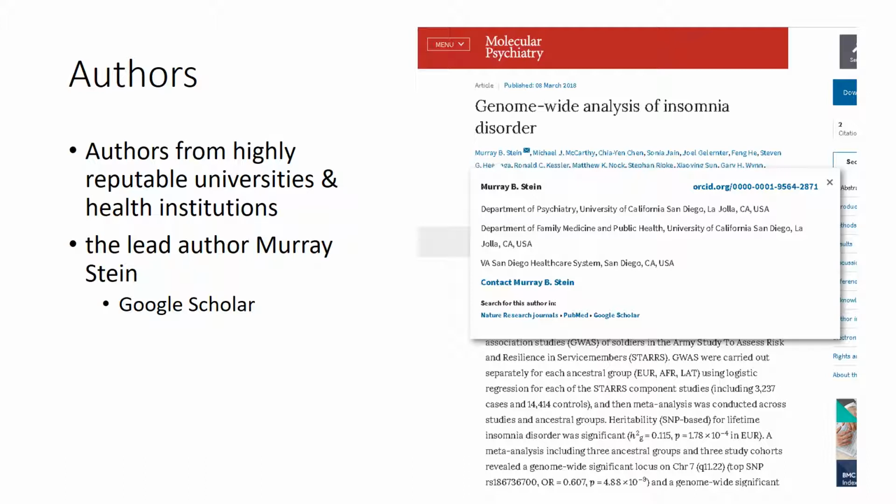Next, we can gain an idea about the scientific validity of the paper by examining the authors. If we go back to the article and click on the authors, we see that they all come from reputable organisations. If we click on the lead or first author, usually the main author who took a leadership role and did the most work in the research, we can see that there are a number of links to more information. If you click, for example, on Google Scholar, you're provided with some data about the author.